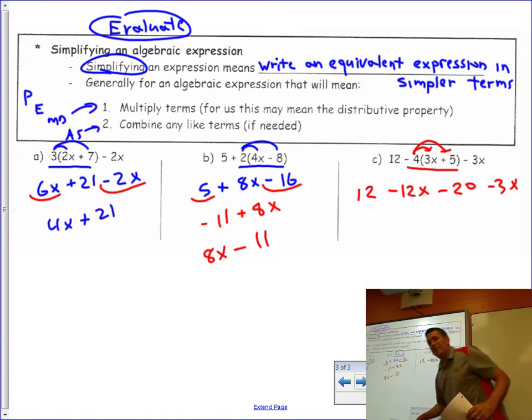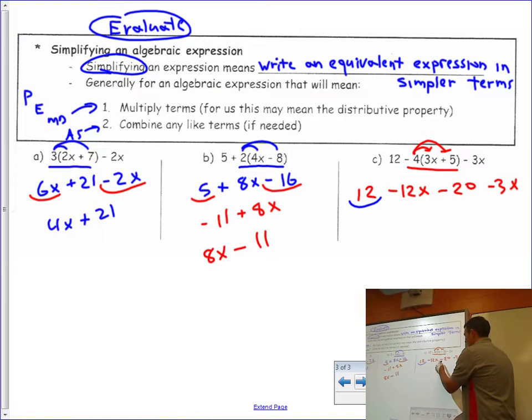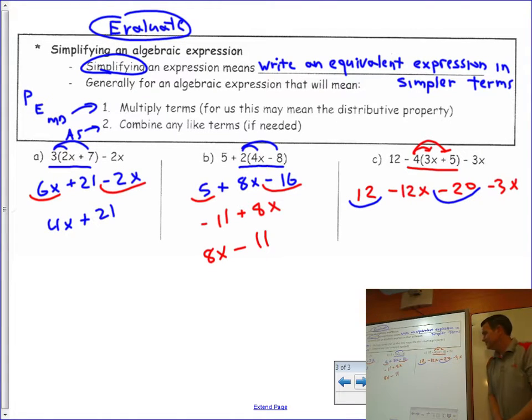Now I need to combine my like terms, and my like terms are the 12 and the negative 20. Now let's see, am I going to add those and get 32? No. They have different signs. So I'm going to subtract 12 and 20. When you subtract 12 and 20, you get 8. And 20 is the bigger number, so he gets to put his sign on the answer.